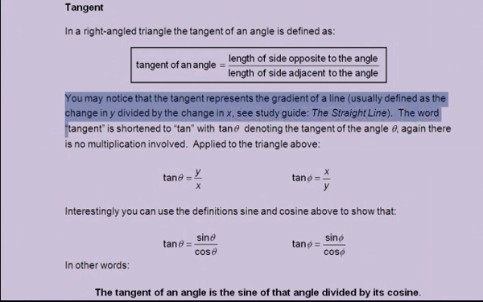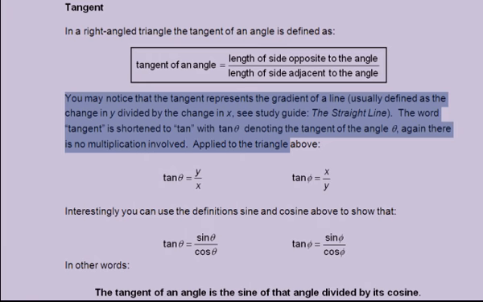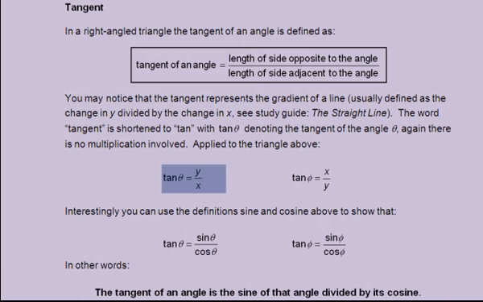The word tangent is shortened to tan, with tan theta denoting the tangent of the angle theta. Again, there is no multiplication involved. Applied to the triangle above, tan theta equals y divided by x, and tan phi equals x divided by y.